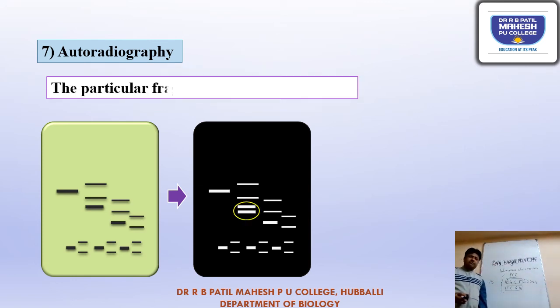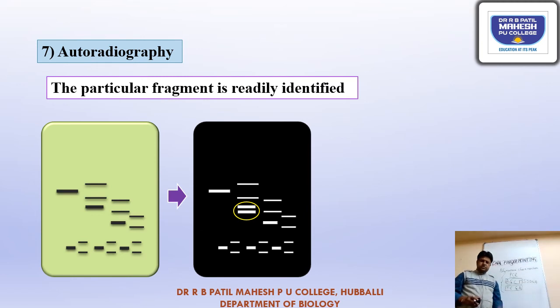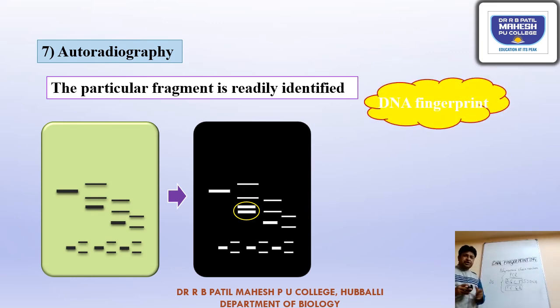So soon after autoradiography, the fragments are readily identified. Some minor changes are readily visible on the X-ray films, and those minor changes, or particular fragments of DNA, help in identification of an individual at a genetic level.